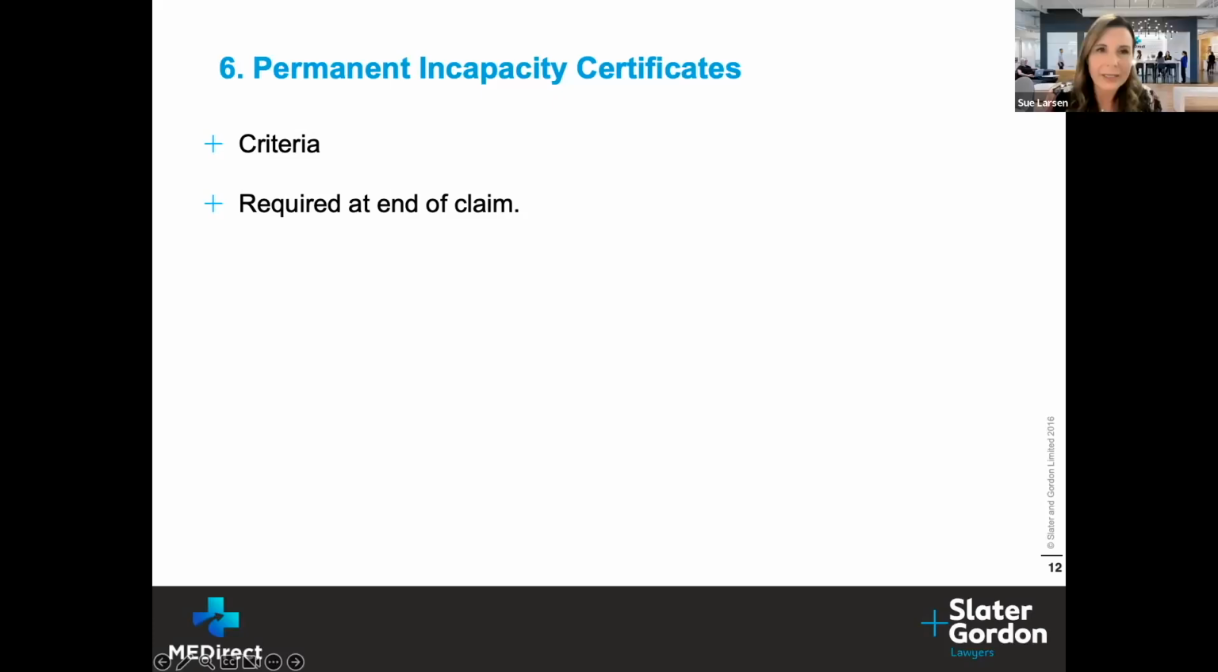Okay, so is it likely that our independent medical examiners will be asked to do that if they're not the treater? Not usually. Can be, but not usually. It's unlikely. Okay. All right.